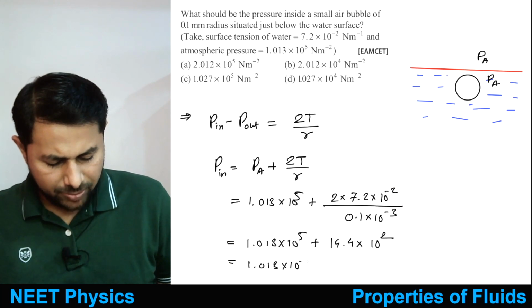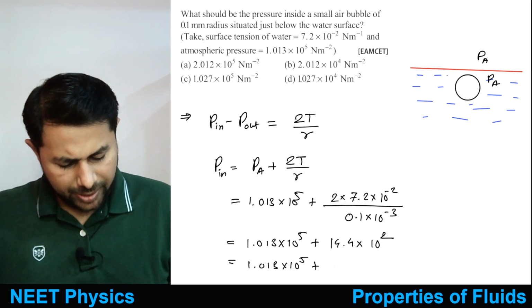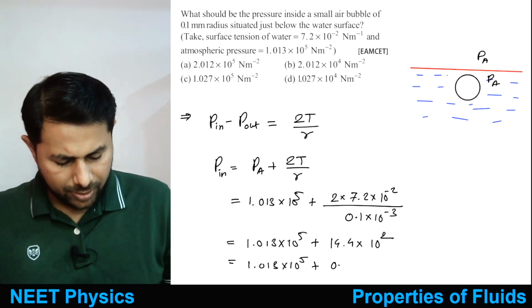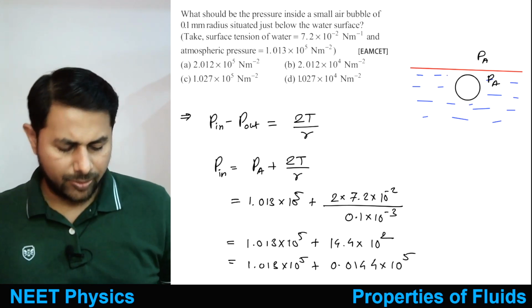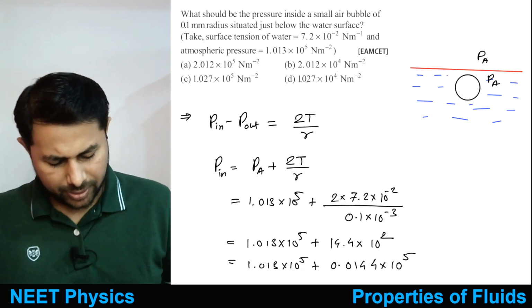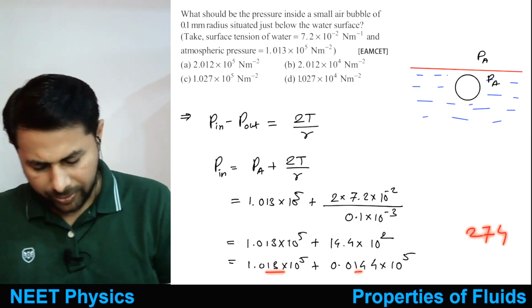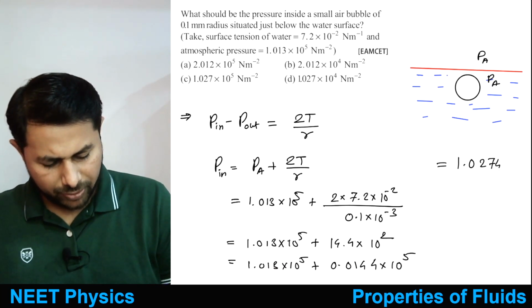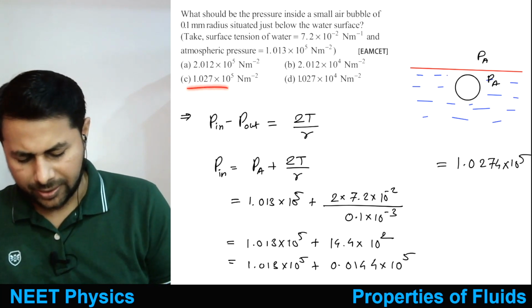So it is 1.013 multiplied by 10 raised to 5 plus 0.014 multiplied by 10 raised to 5, 0.0144, right? Then you can add it up. So this 1 3 and 1 4, it will give you 27274. So the answer would be equal to 1.0274 into 10 raised to 5. So yeah, that is option C.